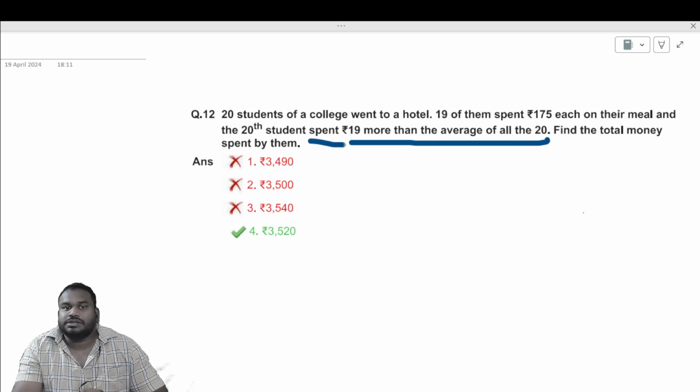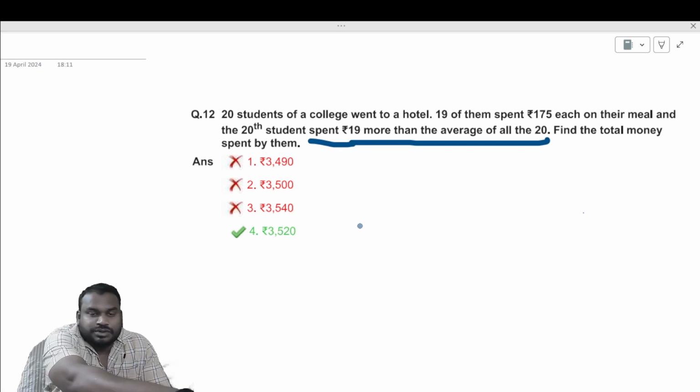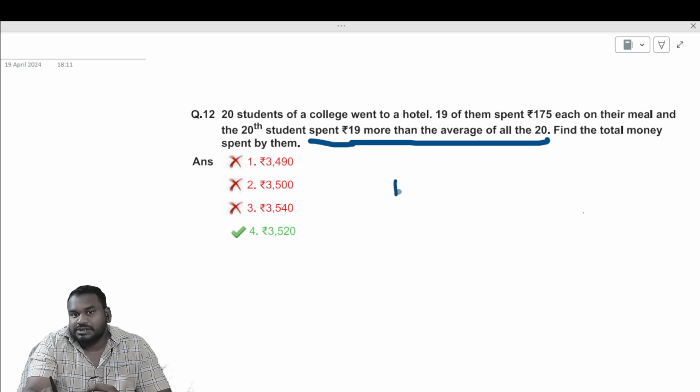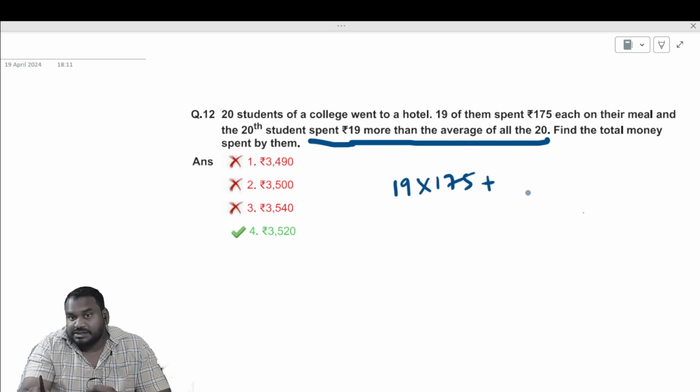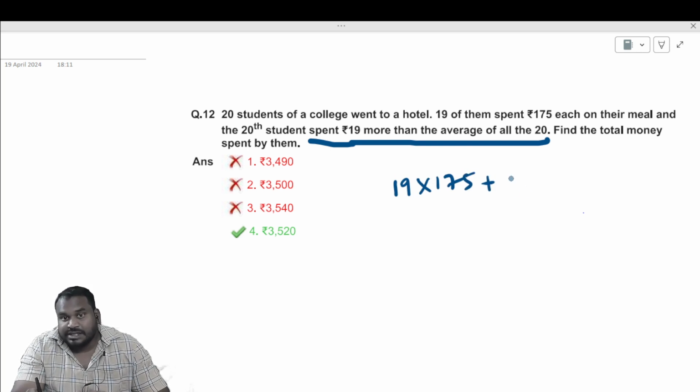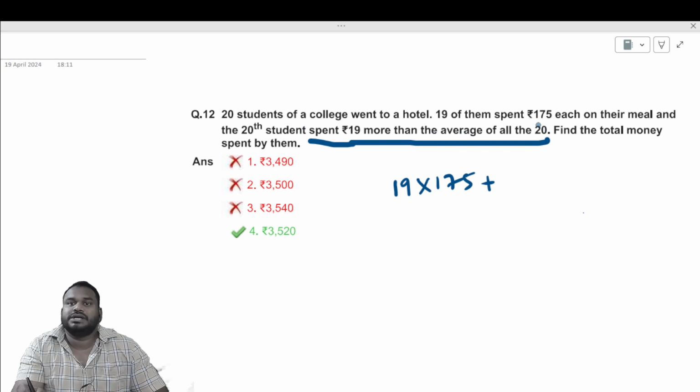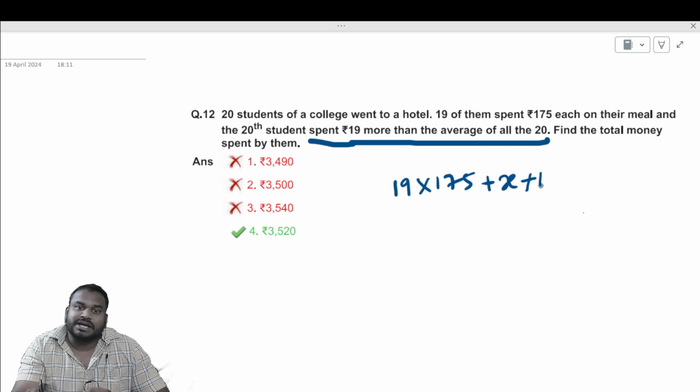You observe this point. 19 students spent 175 only. So you can find the total money spent by those 19 students as 19 into 175. But the 20th student did not pay 175 only. He paid something different: 19 more than the average of all the 20. I don't know the average of all the 20. I'll assume it as X, and he spent 19 more than that. So the money paid by the 20th student is X plus 19.